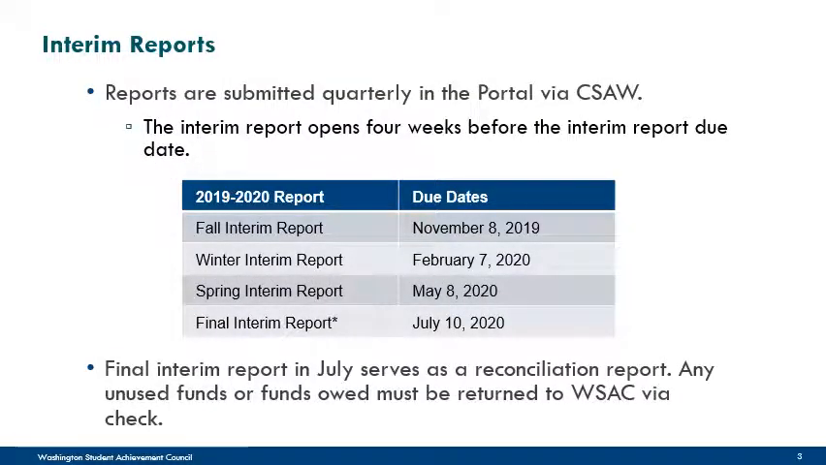So currently, interim reports are submitted quarterly in the portal via Seesaw. The interim report opens for 4 weeks before the interim report due date. Here below shows the interim due dates for the 1920 academic year. These are also located in the program manual, so you will be able to check that for future terms as well. The final interim report in July also serves as a reconciliation report. This is where any of the unused funds or funds owed back to WSAC must be returned via a check.